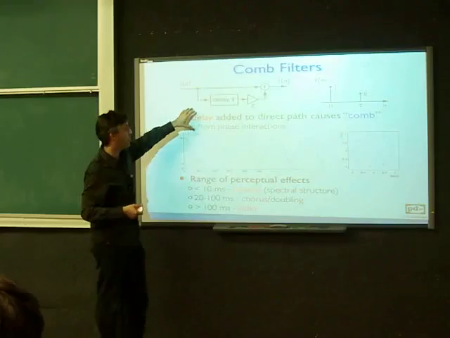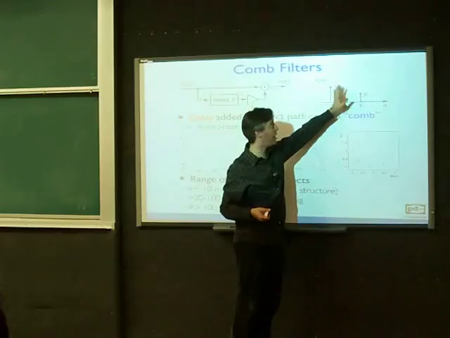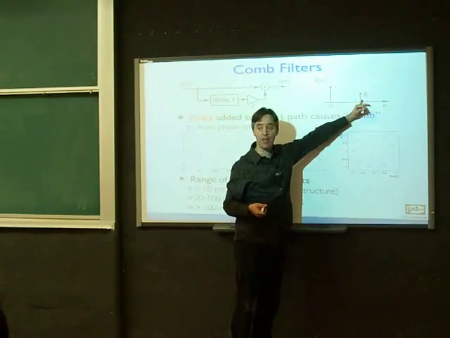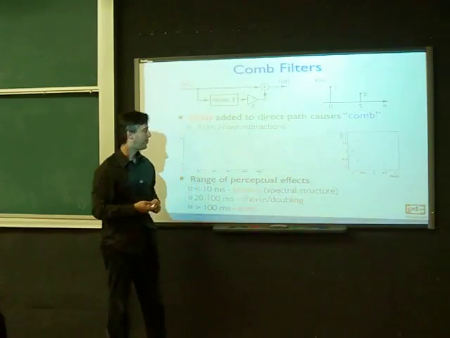So here's one such system, which has an impulse response which is just one, the direct path, and then this single echo. So it's like a single reflection off a wall.